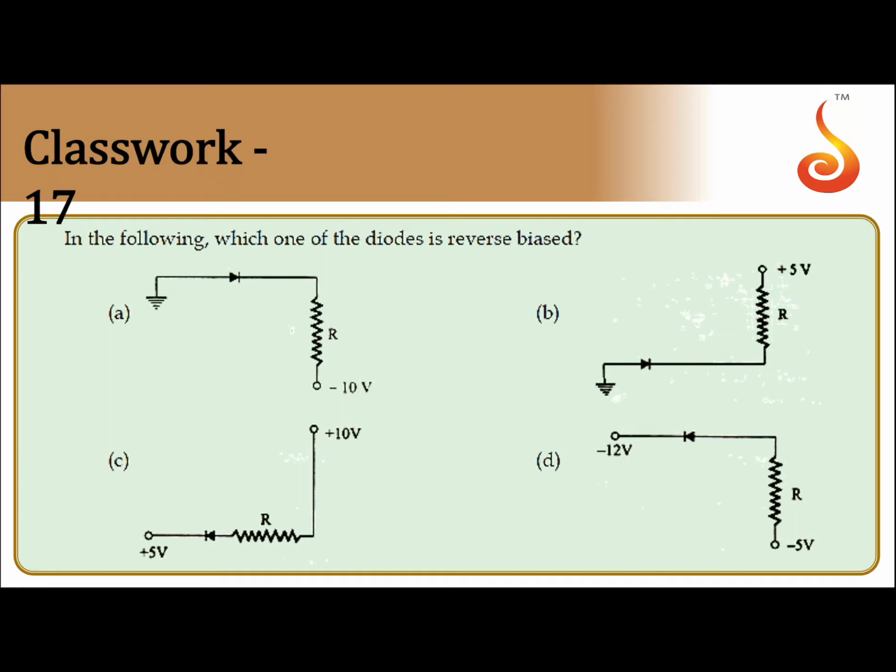Next one. In the following, which one of the diodes is reverse biased? So I need to find which one is reverse biased. So now let us analyze one by one. Here this is grounded. Potential here is 0. This is 10 volt, minus 10 volt. So this is higher potential. This is lower potential. So higher potential term is connected to P type, lower potential is connected to N type, so it is forward biased.